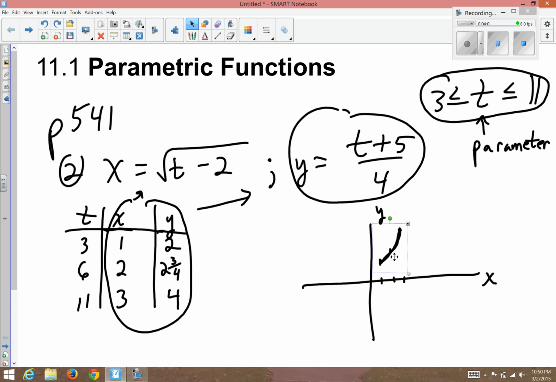Okay, so also we would like to note that this curve right here is a function according to the vertical line test. This graph, y, is a function of x. I can tell by the vertical line test.